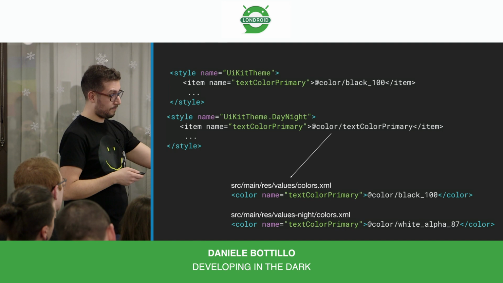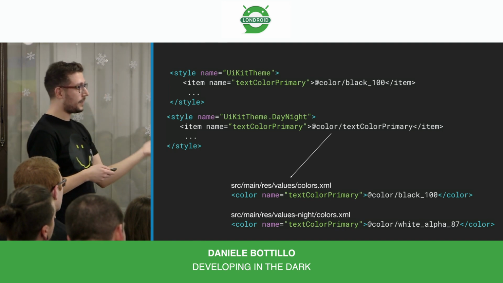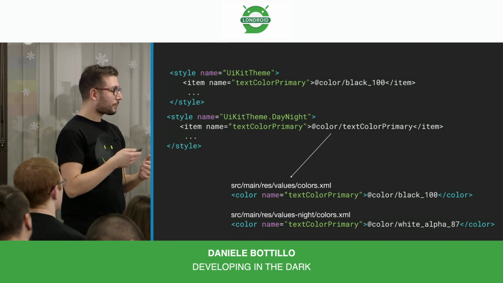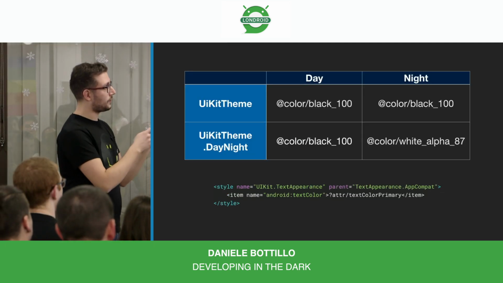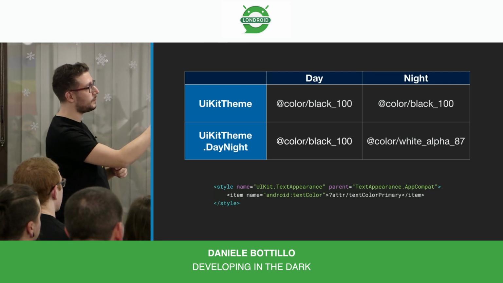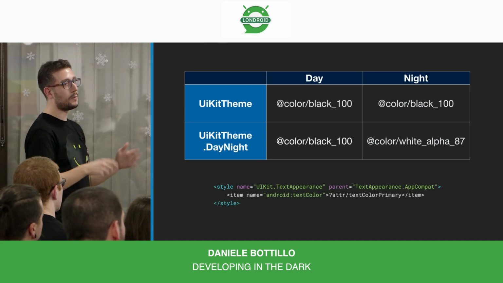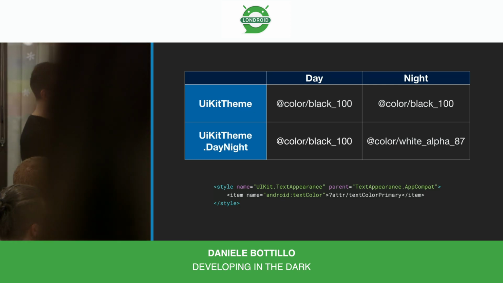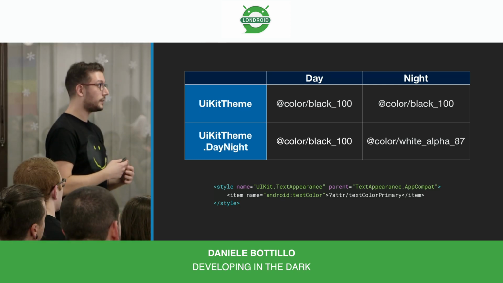The normal one is black 100, like the other theme, but the night version of it will actually use white alpha 87. This is just a way to recap how it works, but you can see that from the normal theme, you will always get black 100, no matter if it's day or night. And if you have a day-night theme, it will pick up the white alpha 87 for night.